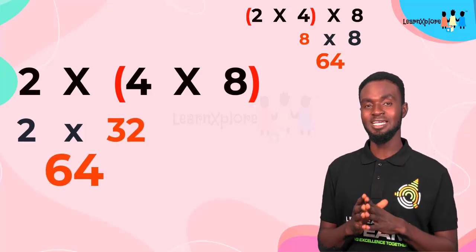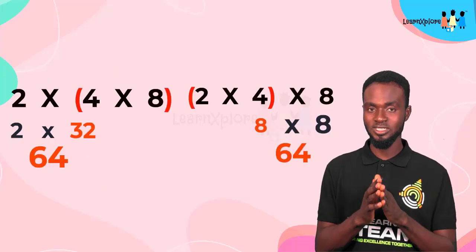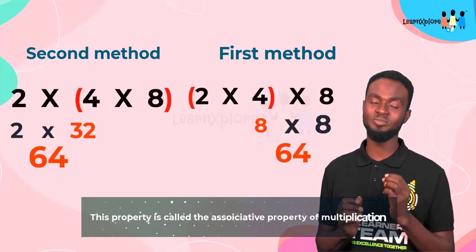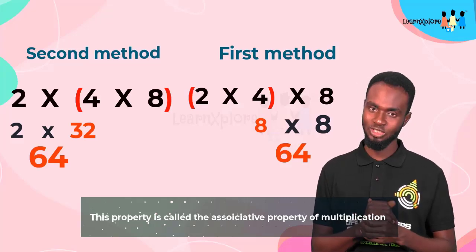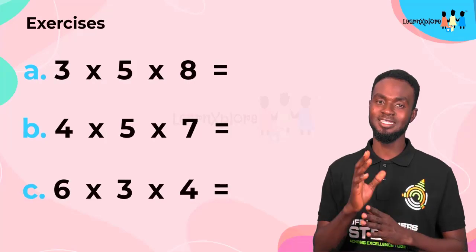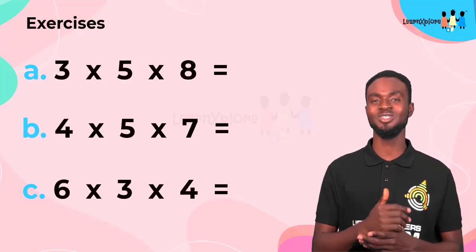We've seen that regardless of the order, the answer is the same. This property is called the associative property of multiplication. I want you to take these questions, practice on your own, and see if the answer is the same, and see you in the next class.